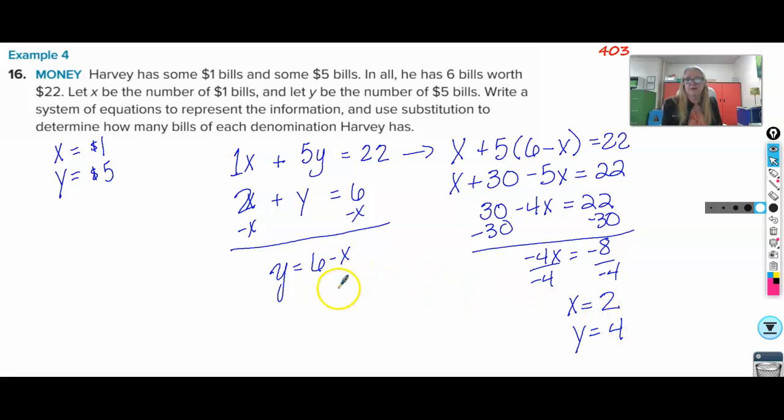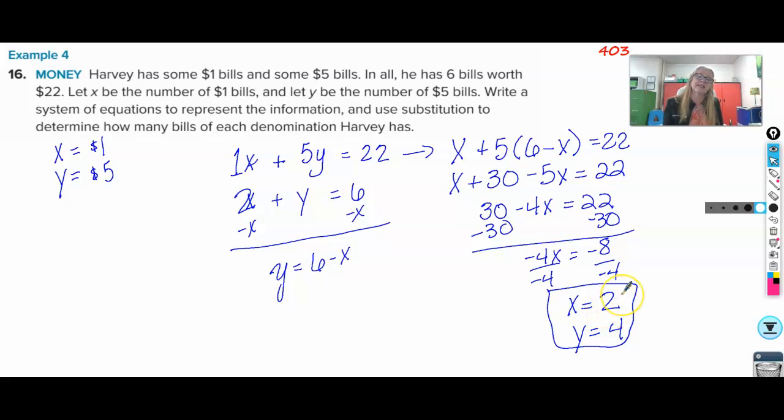Okay? And so the answer would be, does this work out? If you have 2 $1 bills, all right, so this would be 2, and 4 of these, this would be 20. 20 plus 2 is 22. So we feel pretty good about our answer. He has 2 $1 bills and 4 $5 bills.